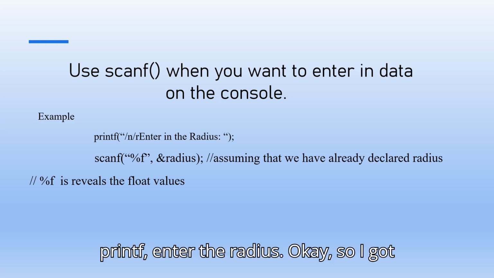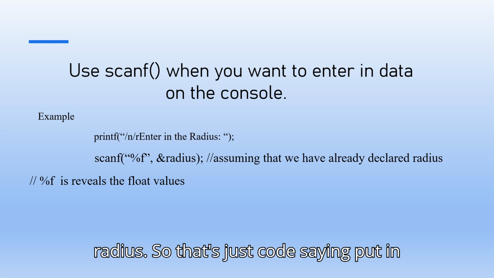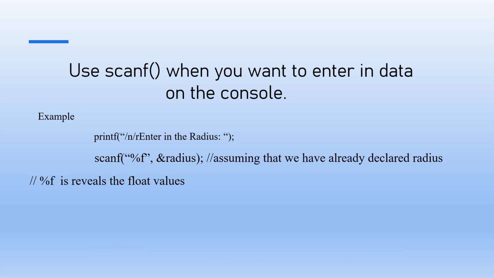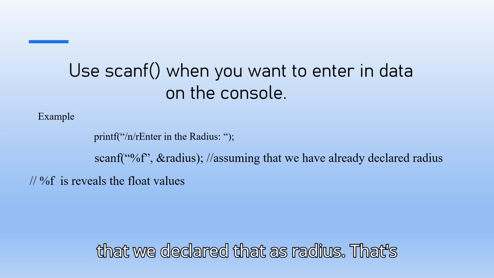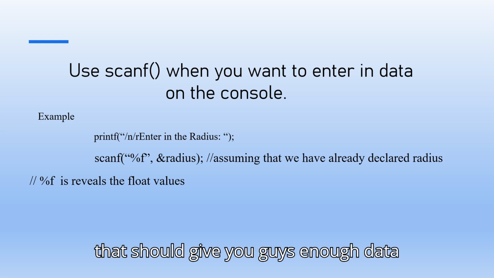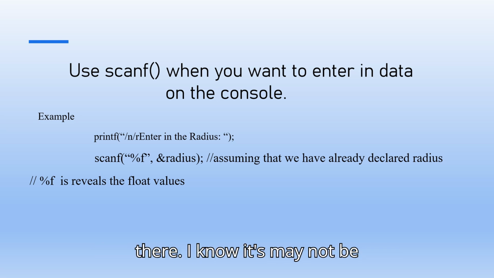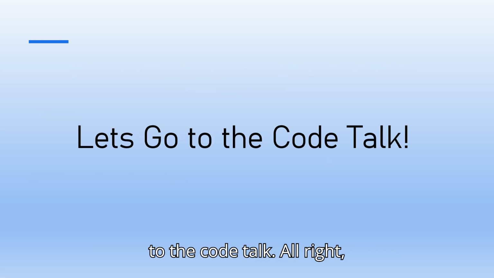An example is printf, enter the radius, in quotes. And then the next line is the scanf. It's a %f. That means capture the float, and radius. That's just code saying put in the radius for the float. That's assuming that we declared that as radius up above. That should give you enough data there. I know that may not be everything, but let's go to the code talk.